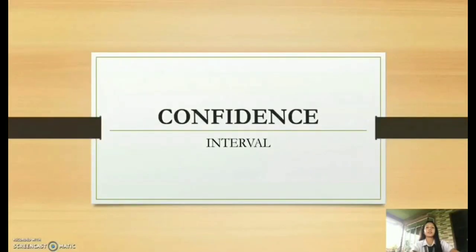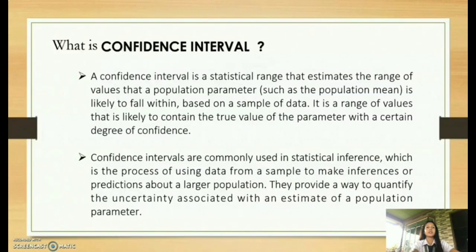So the second topic is about confidence interval. A confidence interval is a statistical range that estimates the range of values that a population parameter, such as population mean, is likely to fall within. Based on a sample of data, it is a range of values that is likely to contain the true value of the parameter with a certain degree of confidence.